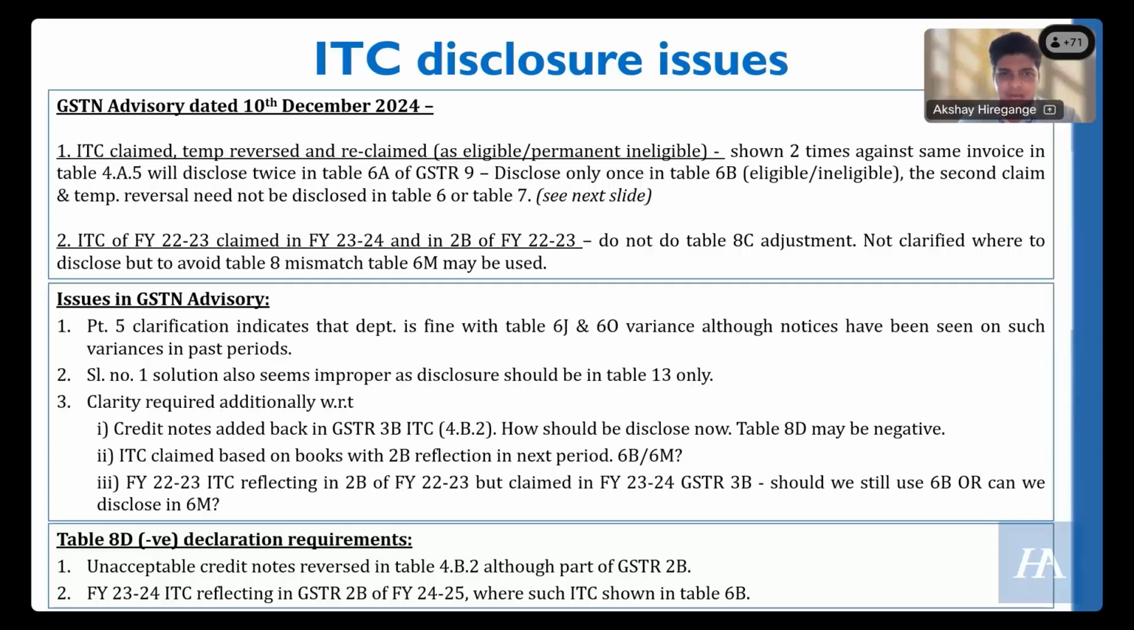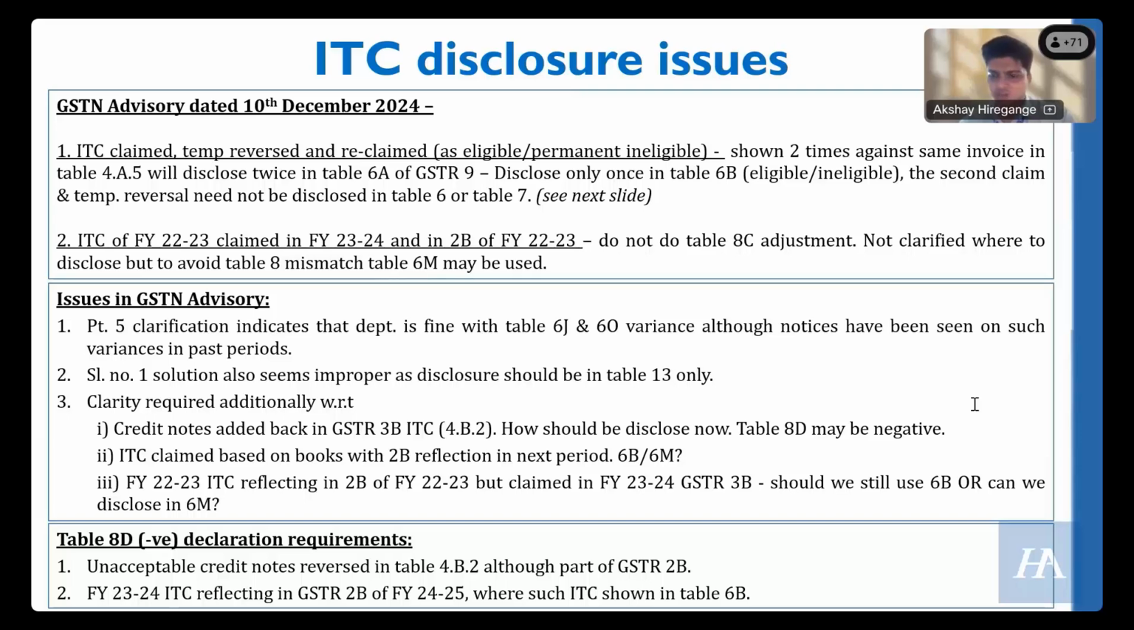In the situation that you had reclaimed the credit as eligible or ineligible credit, so second time it came, that was the actual claim of the credit. So at that time, you will have to disclose that item in 6B. Whatever was claimed and temporarily reversed, they're asking you not to disclose at all in GSTR 9, as it has a neutral effect, plus minus, there is no value variance also in these disclosures. So they're asking you only to disclose the actual credit claim, not the claim and temporary reversal.